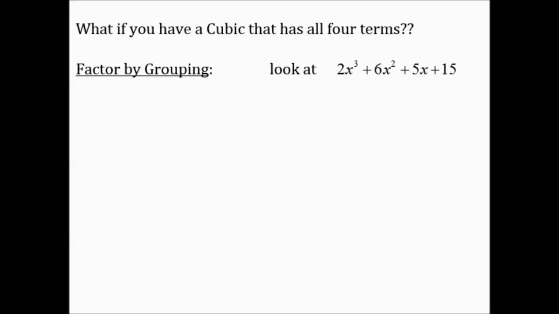We have one more situation to look at. What if you have a cubic that has all four terms? That would be an x cubed term, an x squared term, an x term, and a constant. So this is called factoring by grouping. First, we need to draw our parentheses. So I am going to group this polynomial into two binomials. Then I'm going to factor out the GCF.